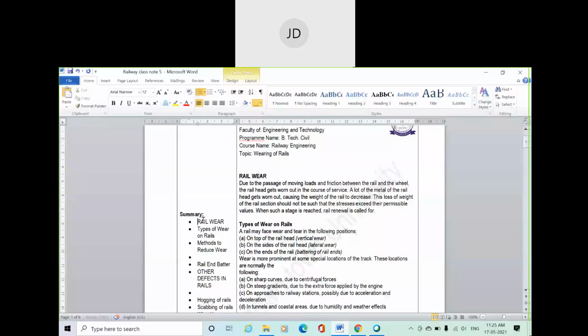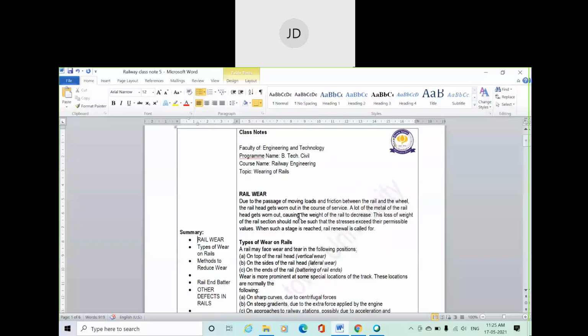Okay, so the topic name is the wearing of rails or rail wear, you can say. Or you can say the defects of rail. Different types of rail wear we're going to discuss in this class. Okay, you know what is wear? Wear means defect, basically. It may be of a different region.